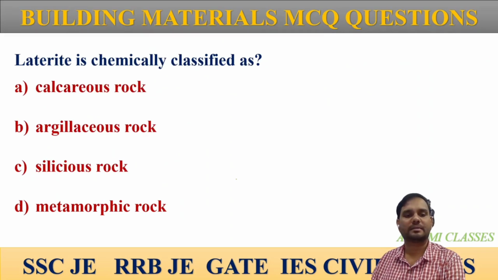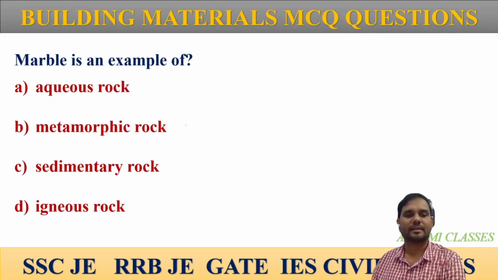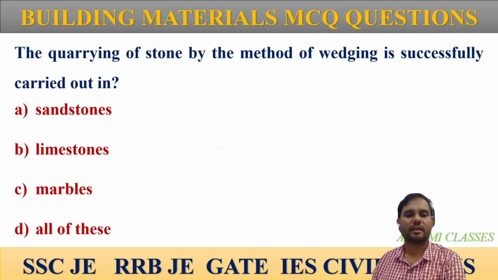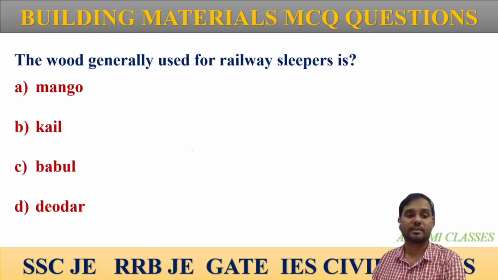Laterite is chemically classified as argillaceous rock. Marble is an example of metamorphic rock. The quarrying of stone by the method of wedging is successfully carried out in sandstones, limestones, marbles, all of these. The wood generally used for railway sleepers is teak.